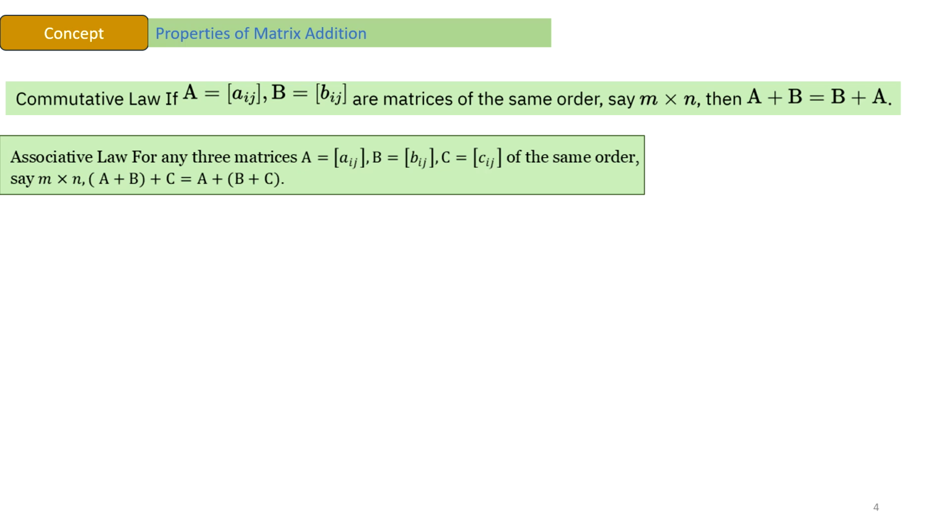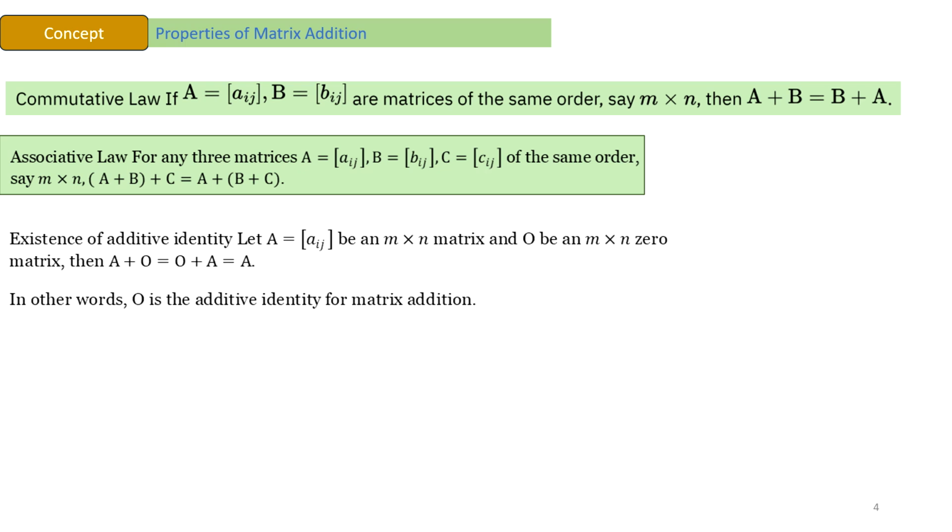Associative law. For any three matrices A, B, C of the same order, say m by n, bracket open A plus B bracket close, plus C equals A plus, bracket open B plus C bracket close. Additive identity. Let A be an m by n matrix and O be an m by n zero matrix. Then if A plus O equals O plus A equals A, then O is the additive identity for matrix addition.